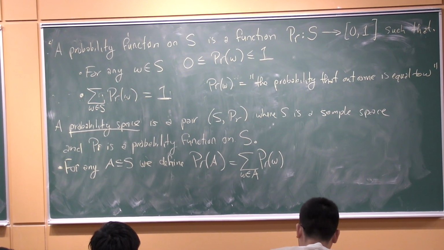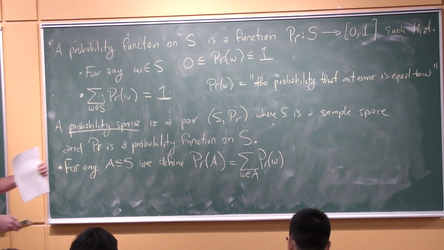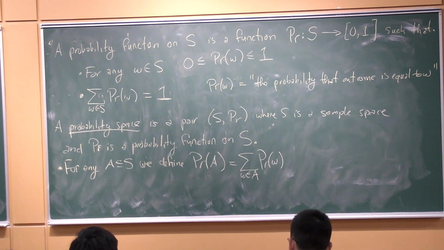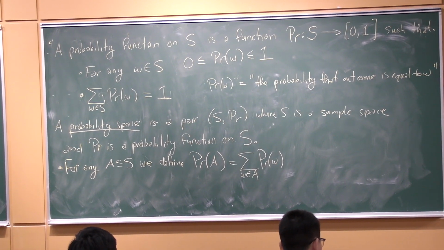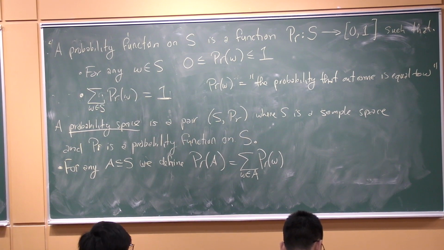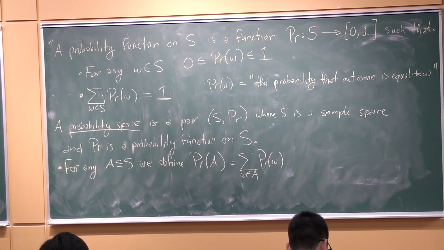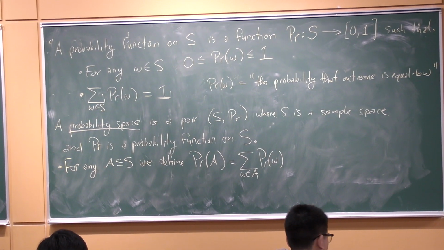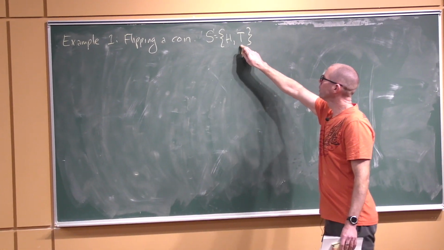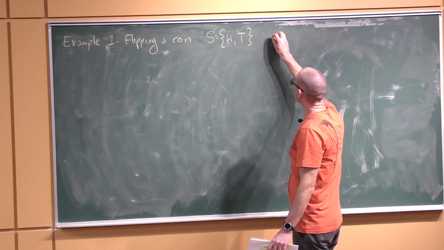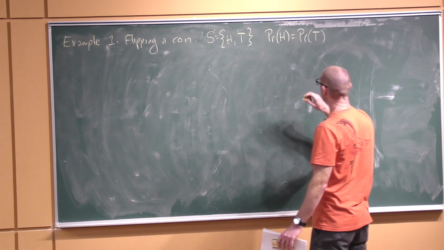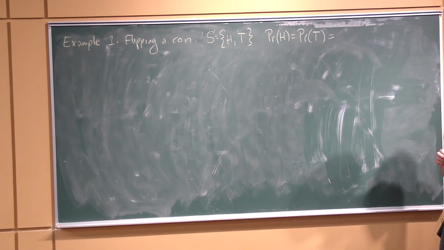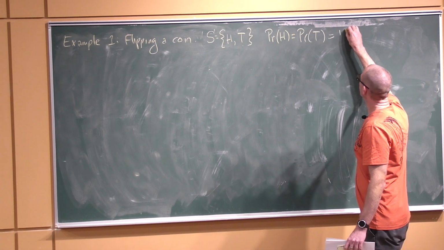So a couple of examples. Imagine I'm trying to model flipping a coin, a coin that has a head on one side and a tail on the other. Then I might say the set S has two things in it, head and tail. And the probability function maybe looks like this: probability of heads equals the probability of tails equals what? Yep, 0.5 or 1/2.